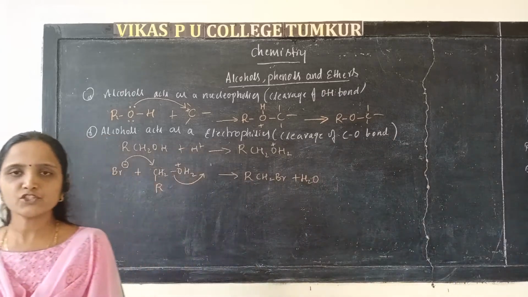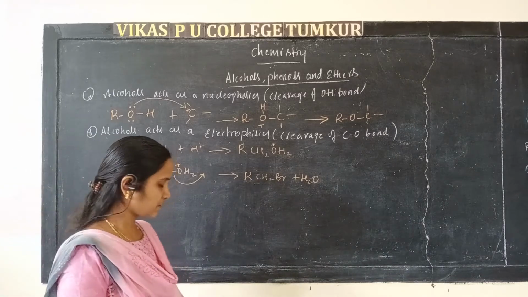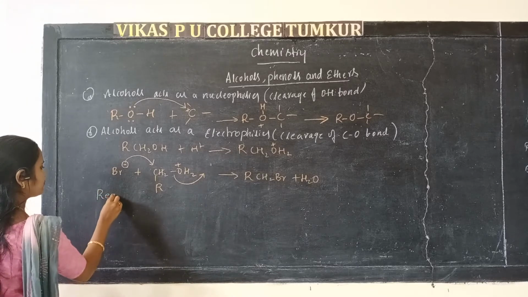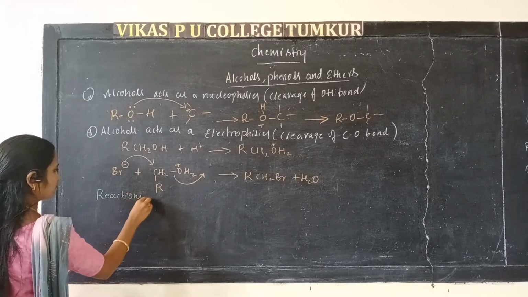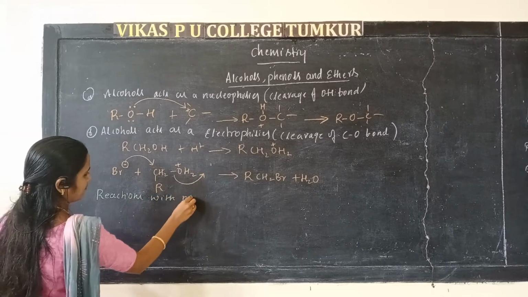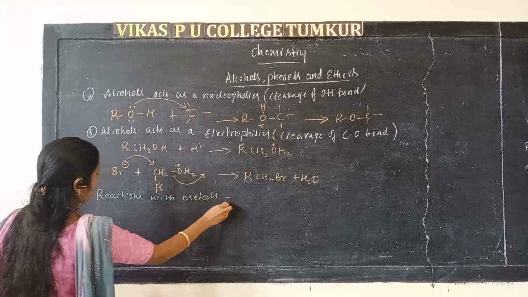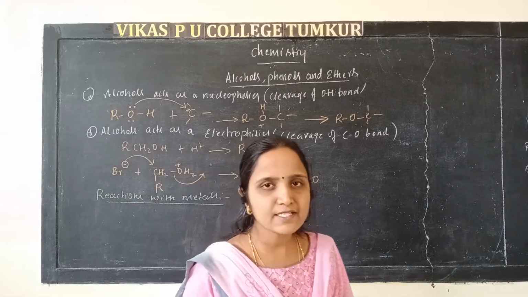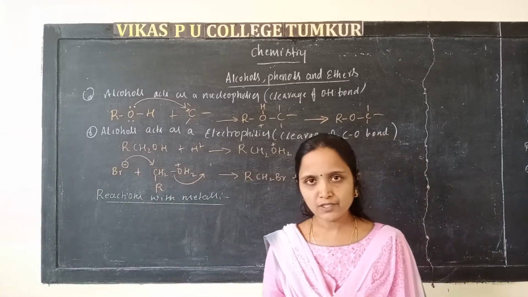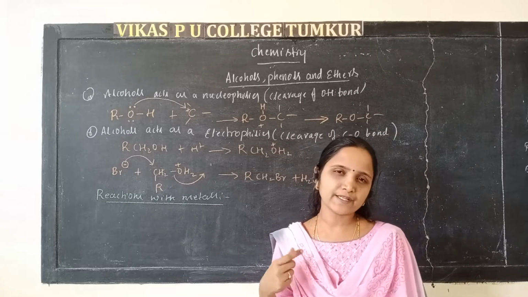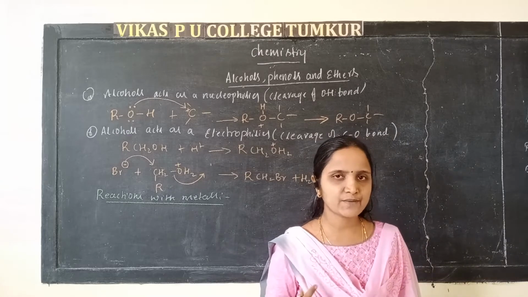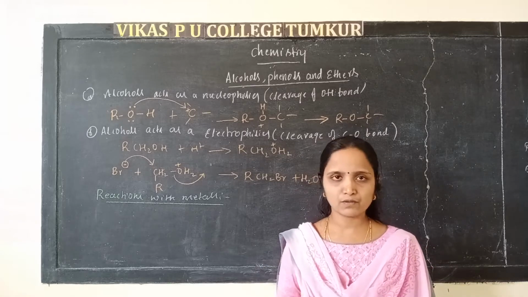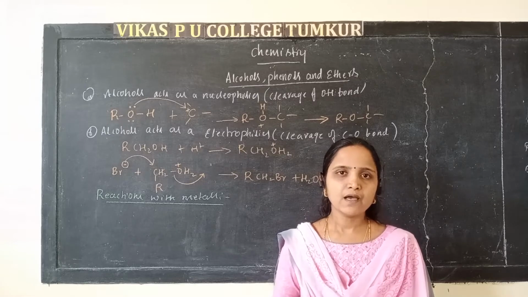Now we are going to discuss reactions with metals. That is how alcohols react with metals. Alcohols have an acidic nature, and due to this, alcohols react with metals like sodium, calcium, aluminium and potassium. The corresponding alkoxides are formed.